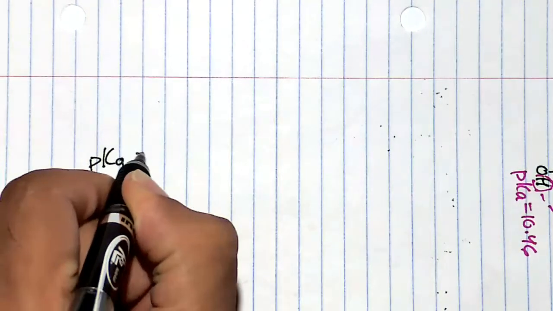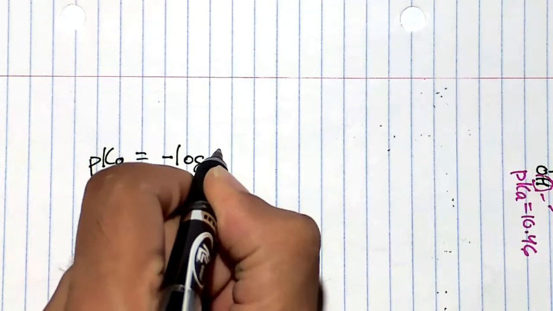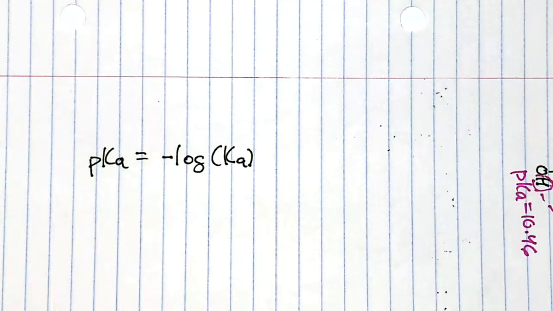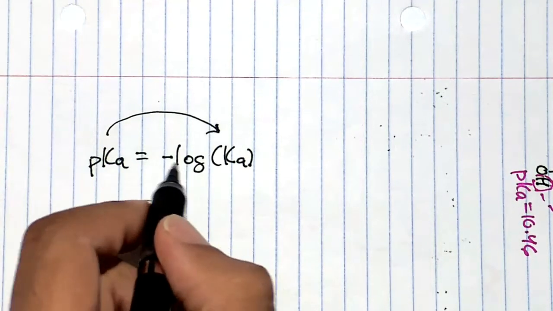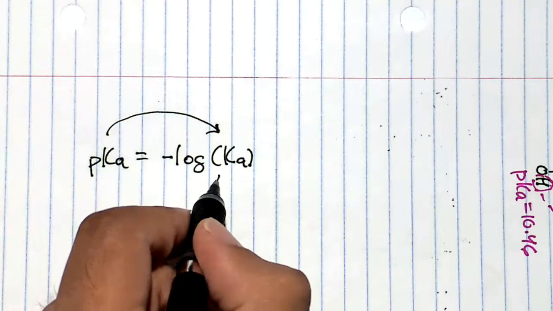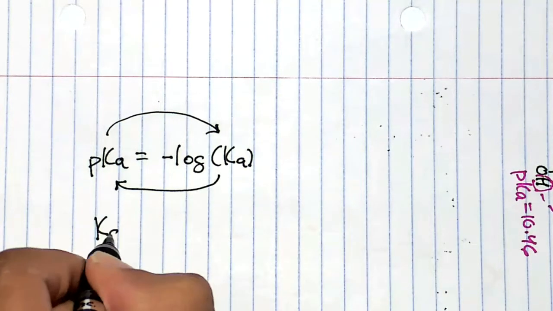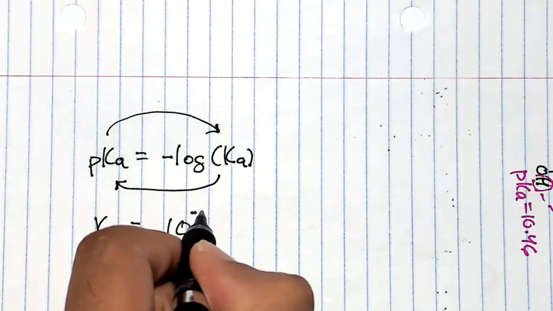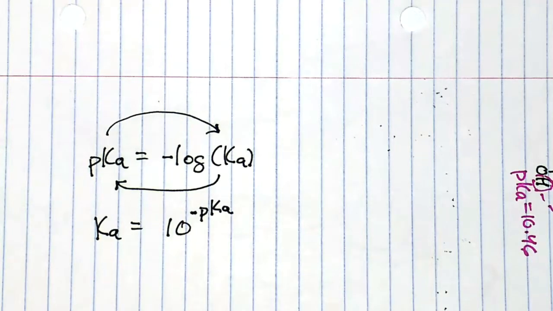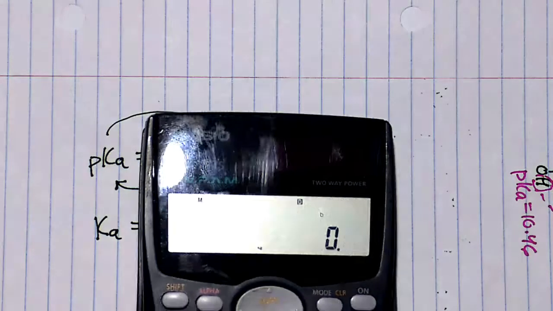Let's go here. The pKa is minus the log of your Ka, the equilibrium constant. So we can go back and forth between the two. To get the pKa, we take minus the log of Ka. To get the Ka, we have to do this. Ka is equal to 10 to the power of minus pKa. So this is the inverse log relationship. If you go to your calculator, you have the inverse log function.